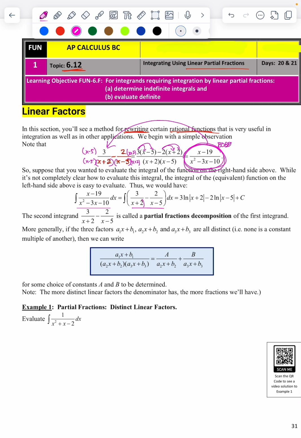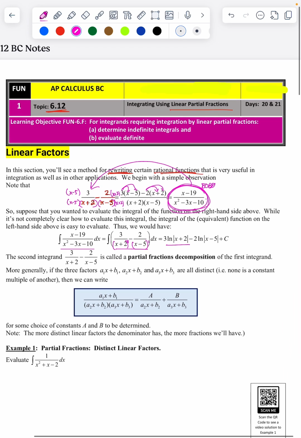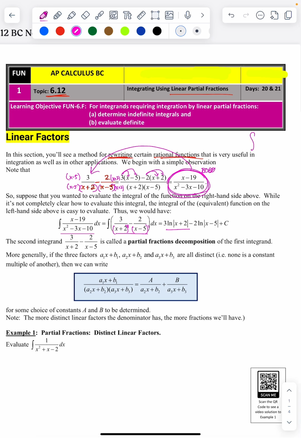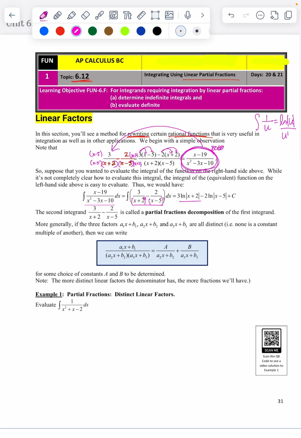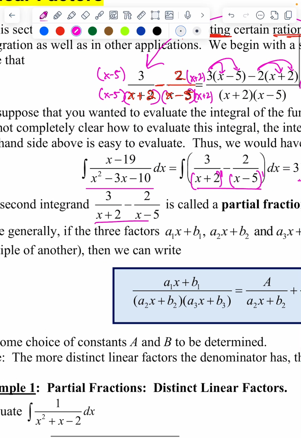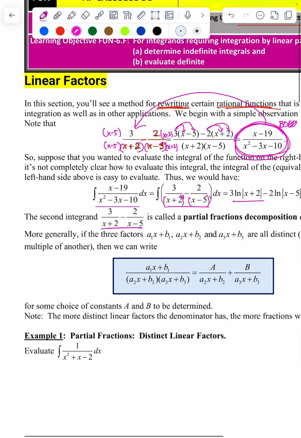And that way, because we have two linear denominators, we can use our integration of ln, right? Because we know that the integral of 1 over u is equal to ln of u divided by the derivative of u. And we'll come back to that derivative a little bit later. All right. So the second integrand is called a partial fraction decomposition. So this part right here where we broke it down, that's what's called the partial fraction decomposition.